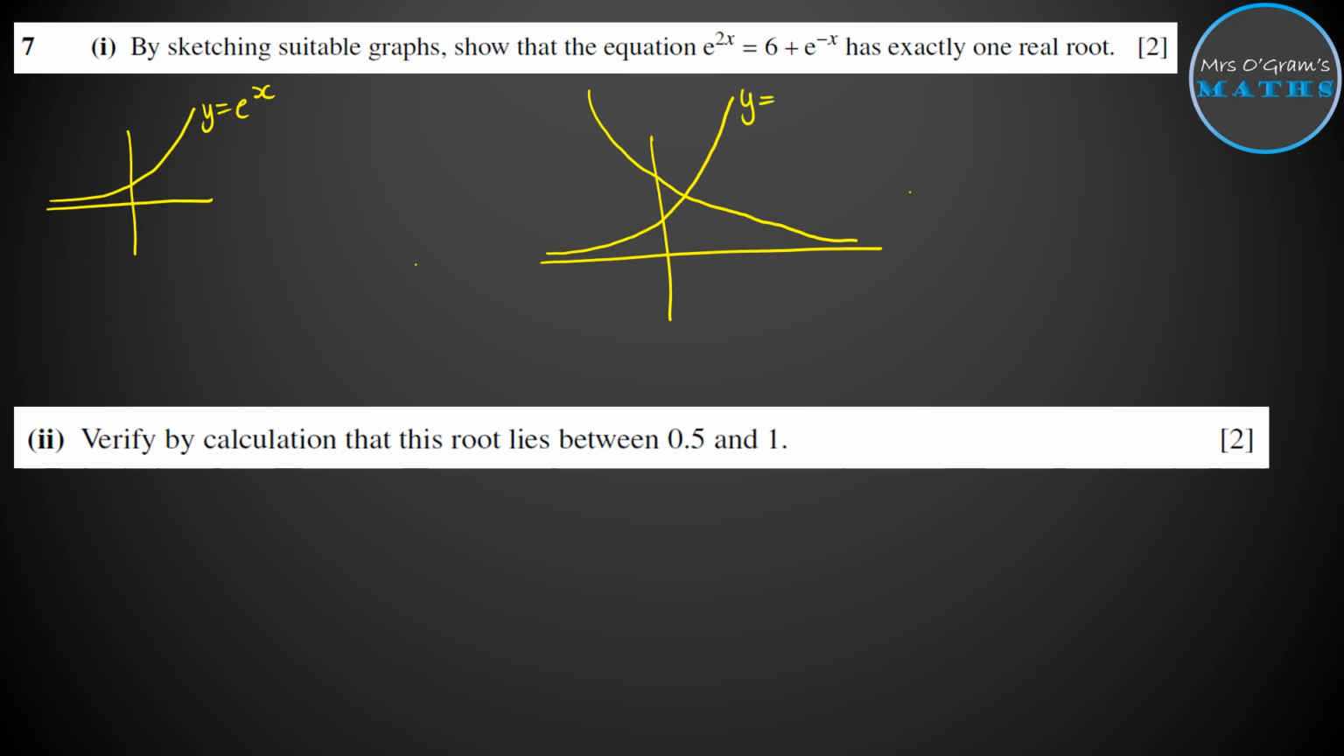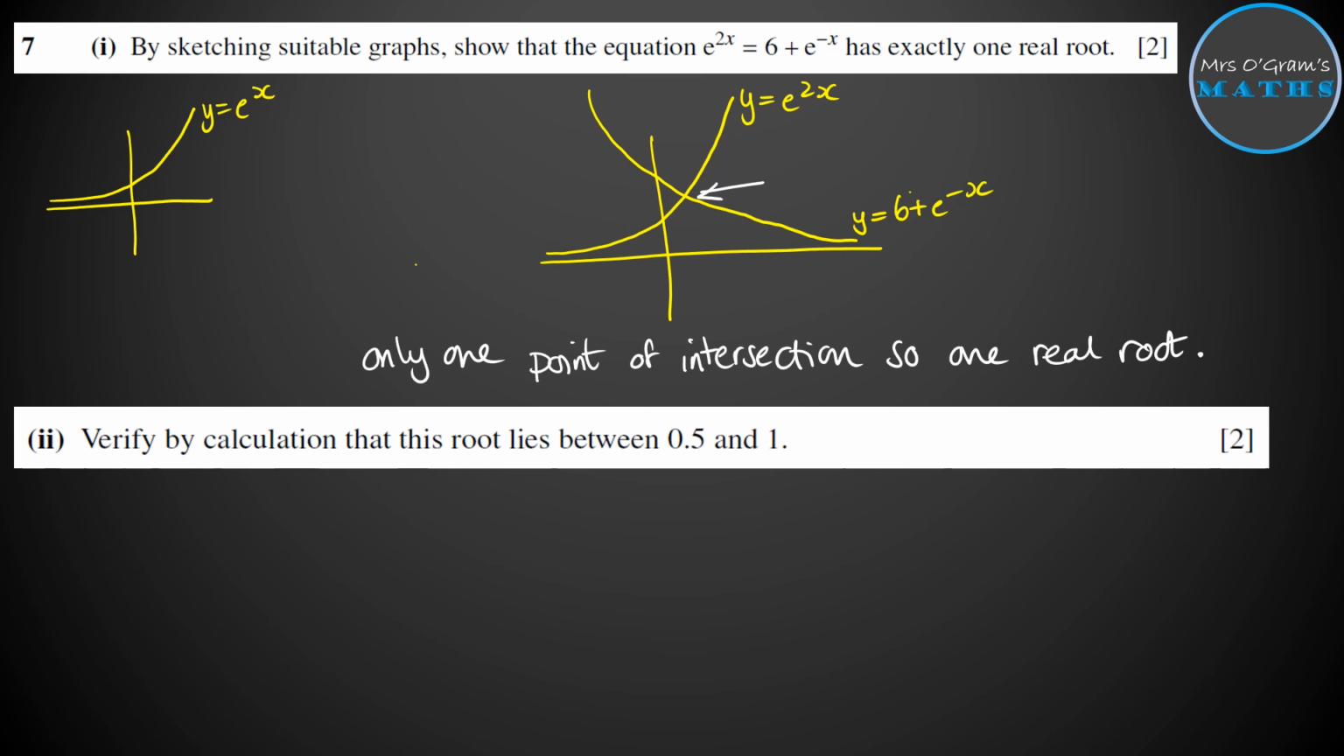So this is y equals e to the 2x. This is y equals 6 plus e to the minus x. And then you need a statement to accompany it. So since there's only one point of intersection, there will be only one real root to that equation.